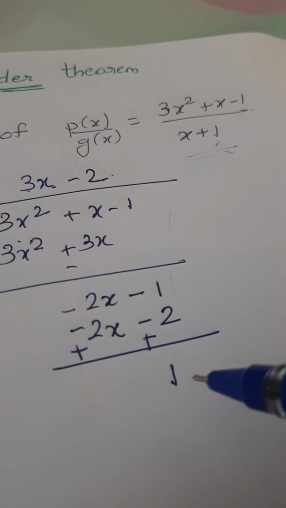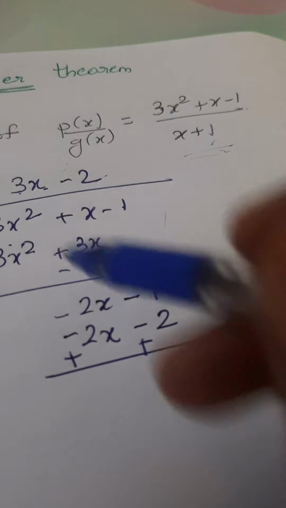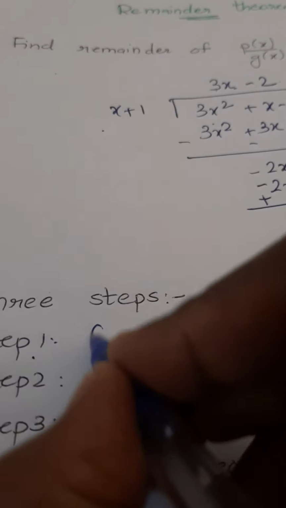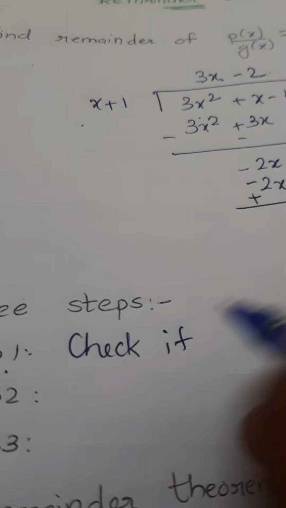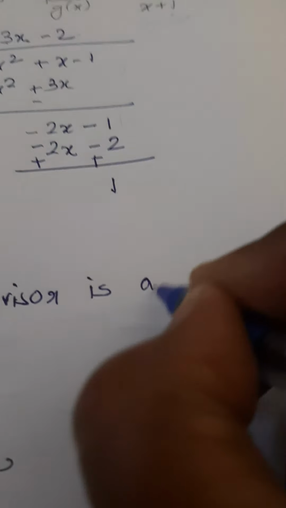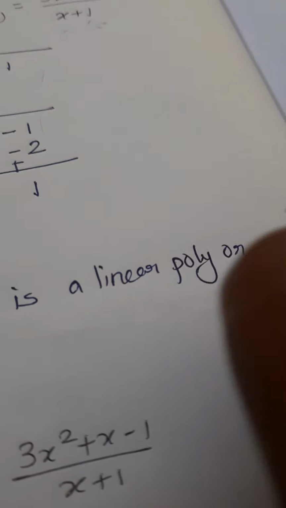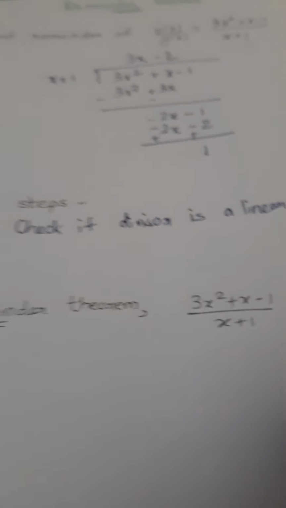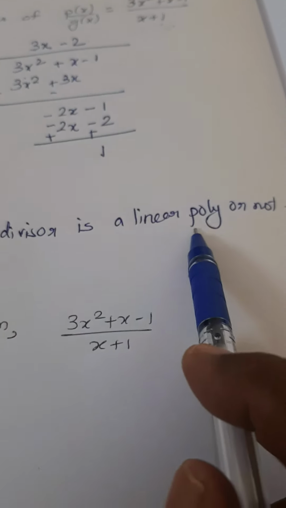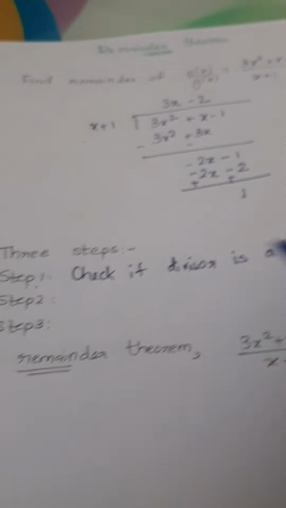Now let us find the remainder of this division without actually performing the division. So the first step is, first check if the divisor is a linear polynomial or not, because the remainder theorem works only if the divisor is a linear polynomial. Yes, the divisor is a linear polynomial. So step 1 is okay.